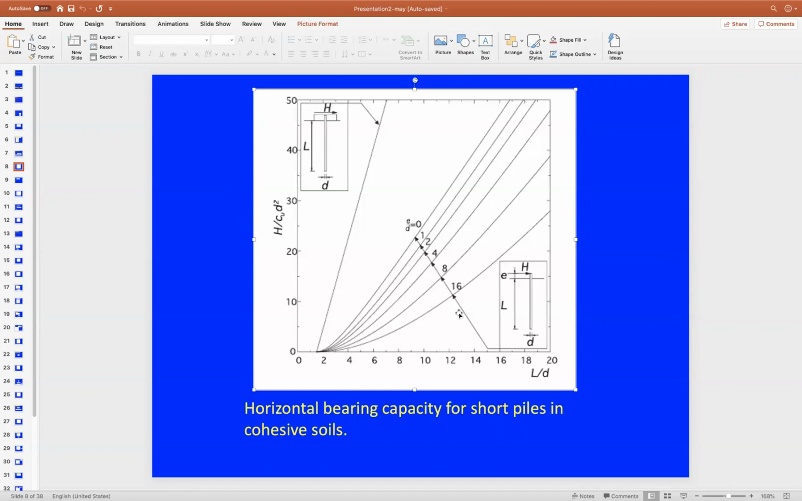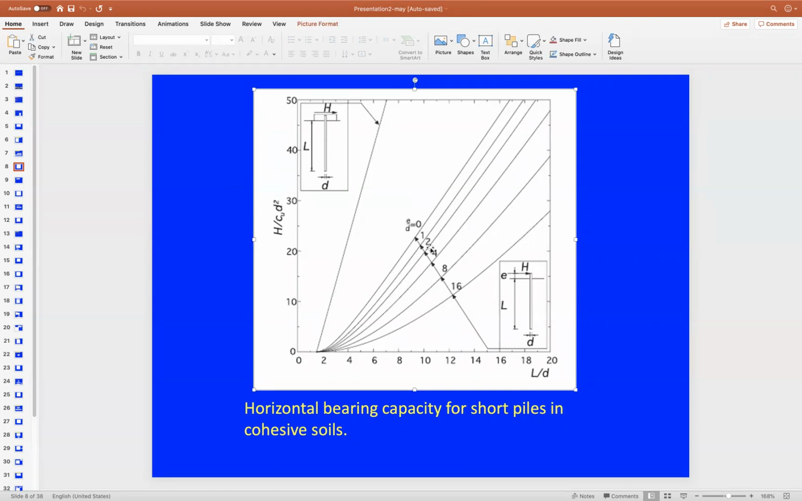So if you have the option in the exam or when working with your assignments, you can use the chart instead of using equations and the static equilibrium, and that will be much quicker, because to use this chart you only need the value of L over D, the length of the pile divided by the diameter of the pile, and you need the value of eccentricity divided by the diameter of the pile.